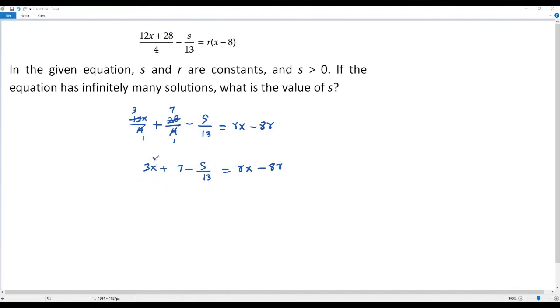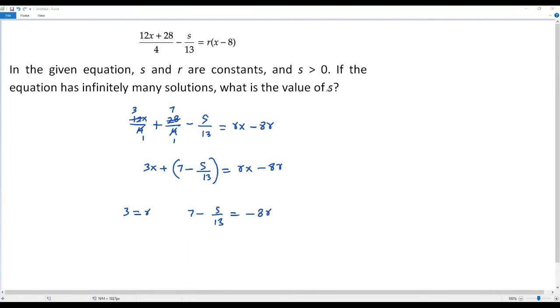On the left side, the x term is 3x and we have to consider 7 − s over 13 as the constant term. And also the question says the given equation has infinitely many solutions. Since this equation has infinitely many solutions, the coefficient of x on the left side and the coefficient of x on the right side must be equal. That is 3 equals r. And also the constant term on the left side and the constant term on the right side must be equal, because the equation has infinitely many solutions. That is 7 − s over 13 equals −8r.